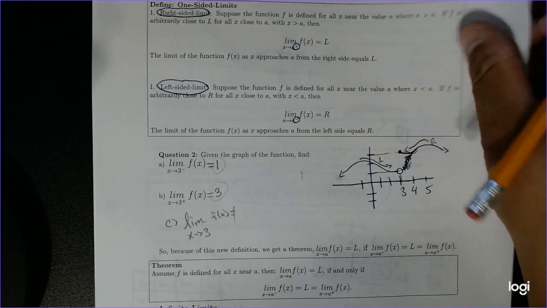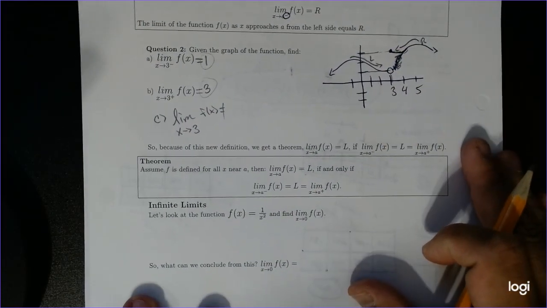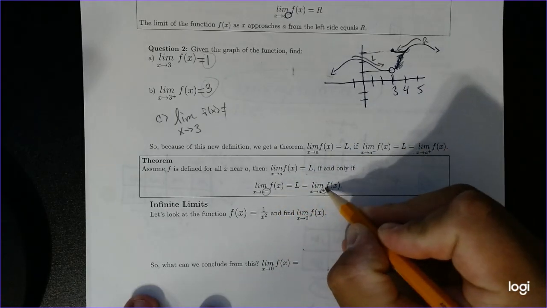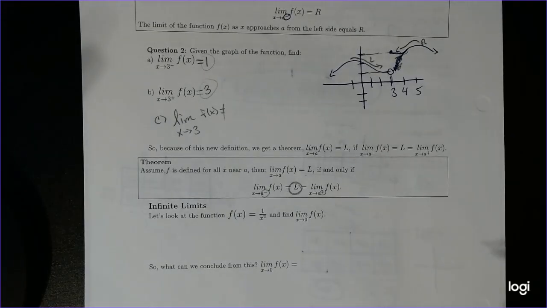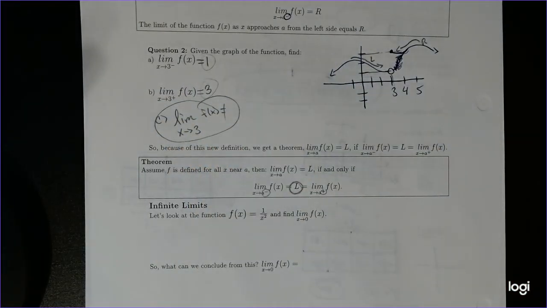Okay? So that corresponds to our next little theorem, saying the true limit exists if the left-hand side and the right side go to the exact same number. If they don't go to the exact same number, then the limit does not exist.